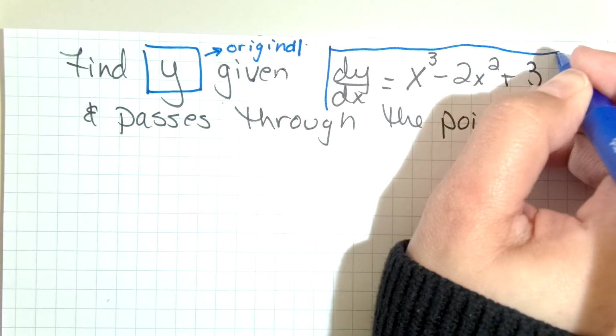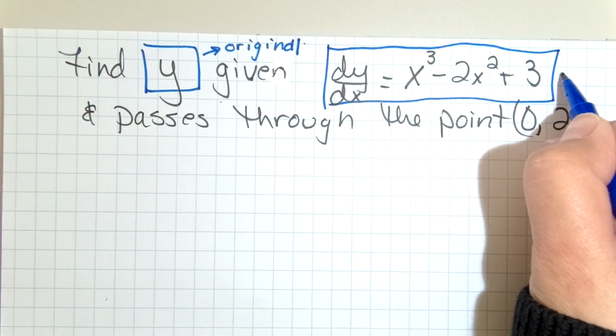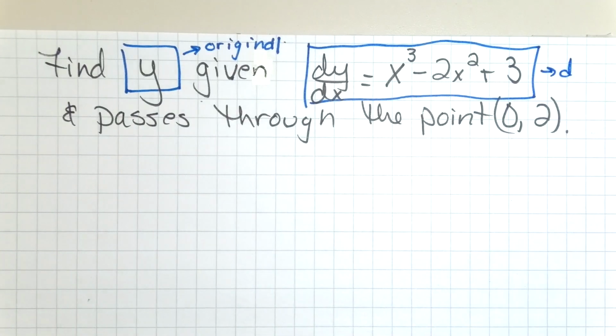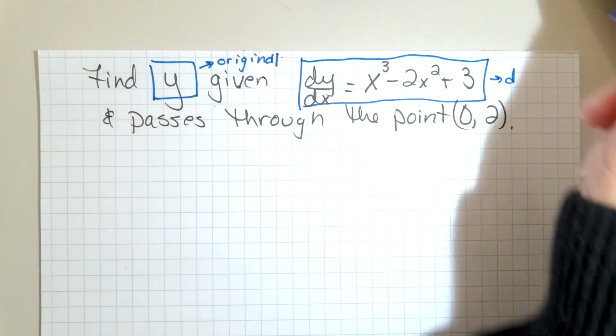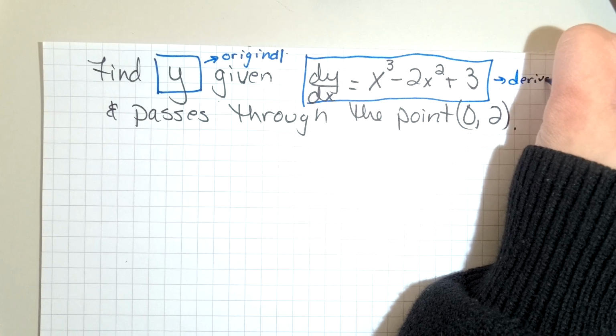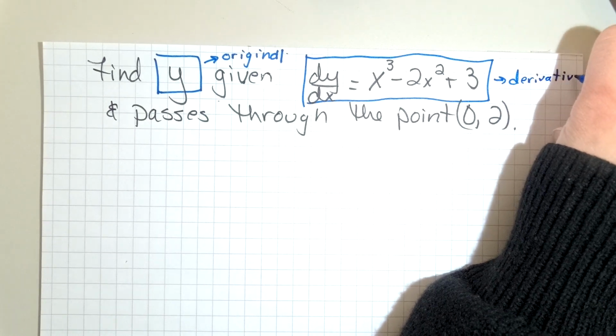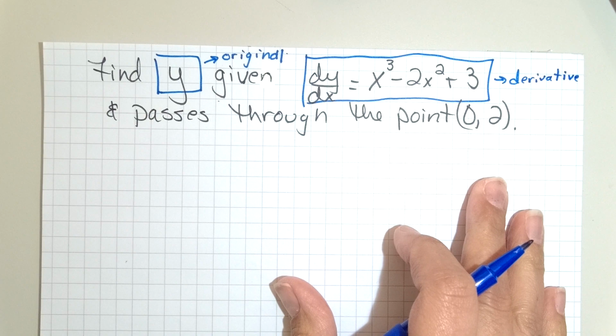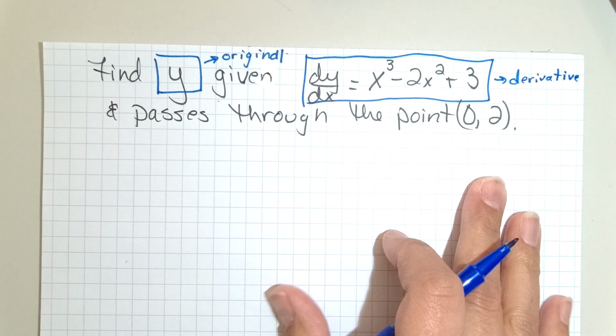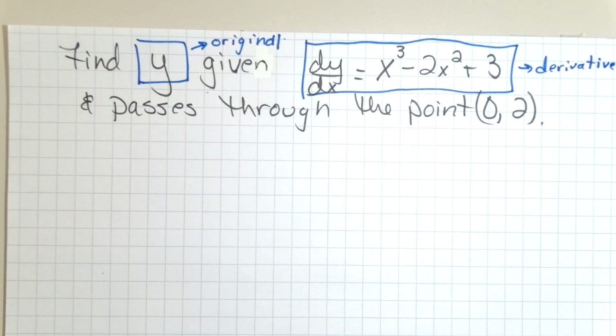This right here is my what? Your derivative. How do I know it's the derivative? Because dy over dx. Very good. If I had y prime, that would also be derivative.